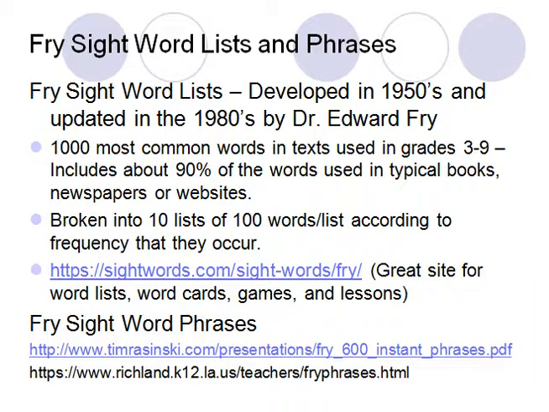The Fry sight word lists were developed by Dr. Edward Fry in the 1950s and then updated in the 1980s. It's a more modern list of words than the Dolch list and was extended to capture the most common 1,000 words. Dr. Edward Fry developed this expanded list based on the most common words to appear in reading materials used in grades 3 through 9. Learning all 1,000 words in the Fry list would equip a child to read about 90% of the words in a typical book, newspaper, or website.